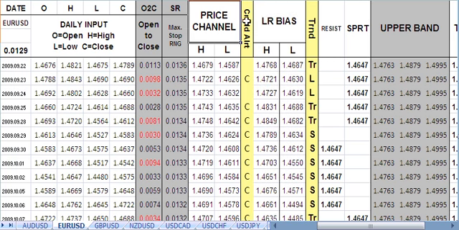To the right of the price, you see consolidation alert, and to the right of the linear regression bias, you see a trend alert. They work together. The yellow trend column is the result of what's happening here, and the consolidation alert column is the result of what's happening here.